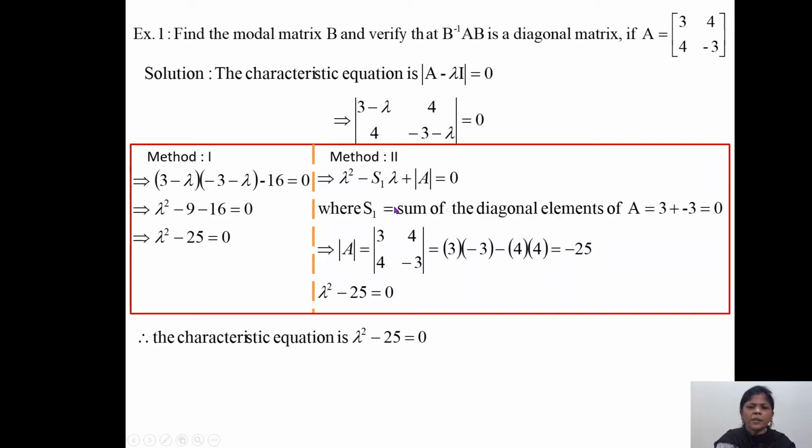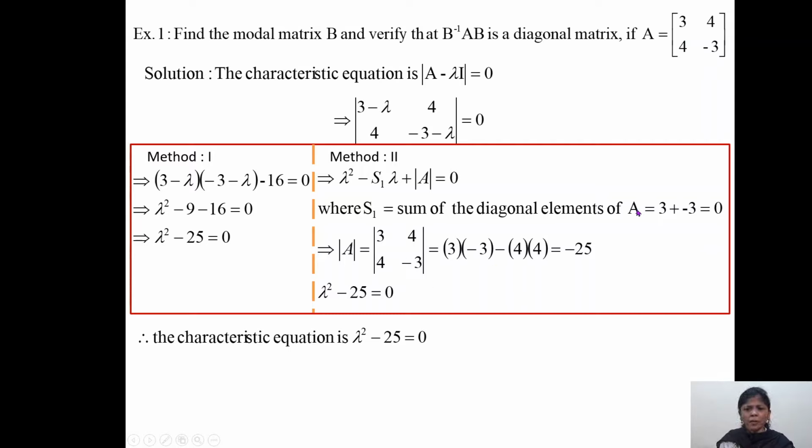Here S1 is the sum of diagonal elements of A. Remember it is of A. So this is our A. The diagonal elements are 3 and minus 3. Take their sum, you will get 0. So S1 is 0. Then find the determinant of A in the usual process. It is multiplication of these two minus multiplication of these two, so that comes out to be minus 25.